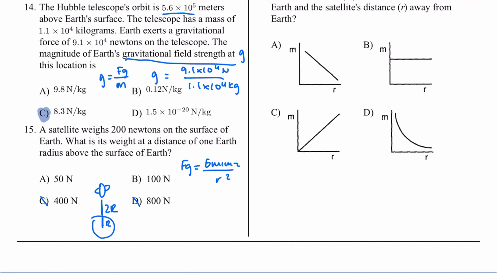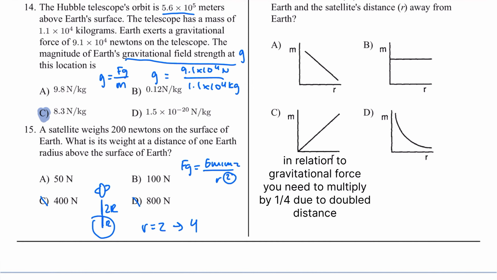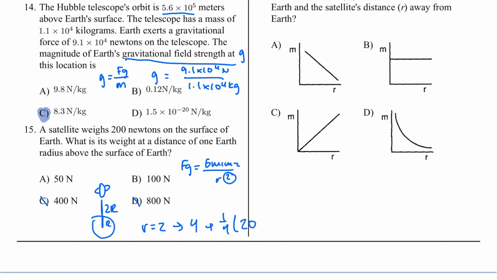Now, our distance here is 2 Earth radiuses, so r equals 2. But since r is squared, it's actually 4. Now, since it's in the denominator, it's going to be 1/4. So if we want to find the new weight with this new distance, we're just going to multiply the original 200 newtons by our ratio of 1/4. So 1/4 times 200 newtons is equal to 50 newtons, which is why our answer is A.